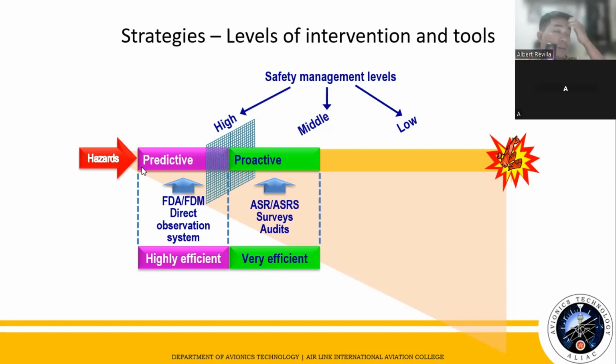Overspeeding. The pilot was in a hurry, so they sped up. So, yun. FDA and FDM is flight data monitoring. So, proactive, ASR and ASRS. So you should know this also.